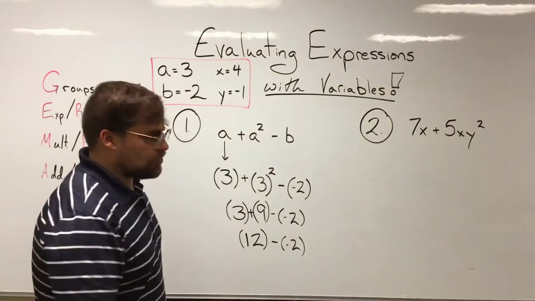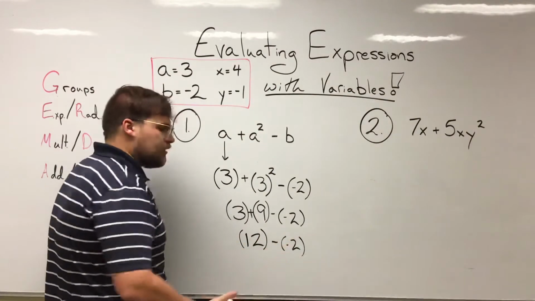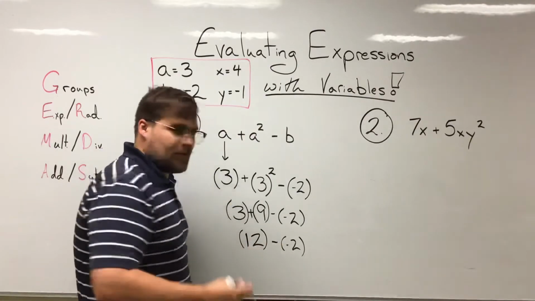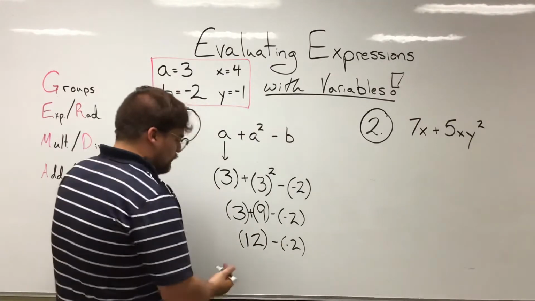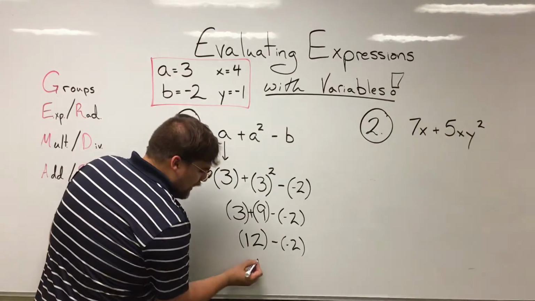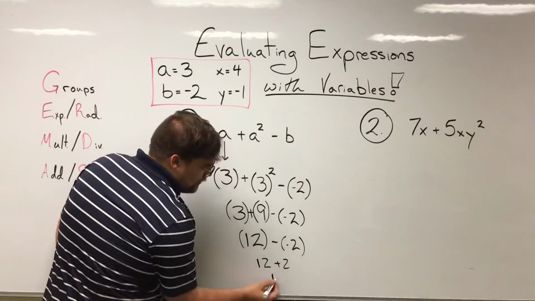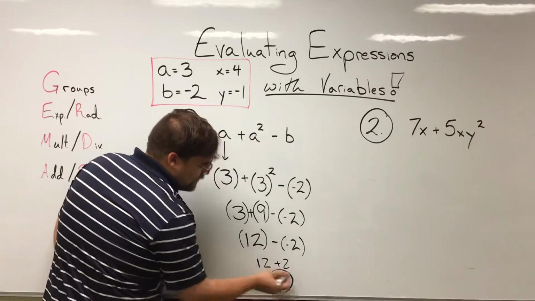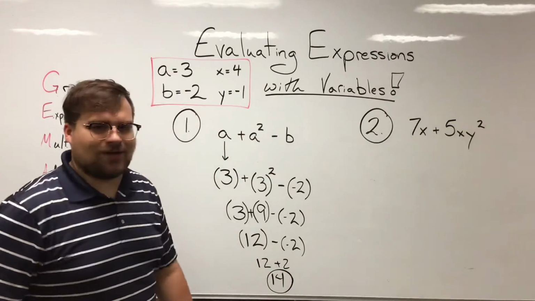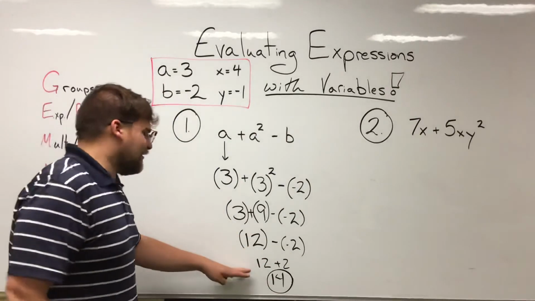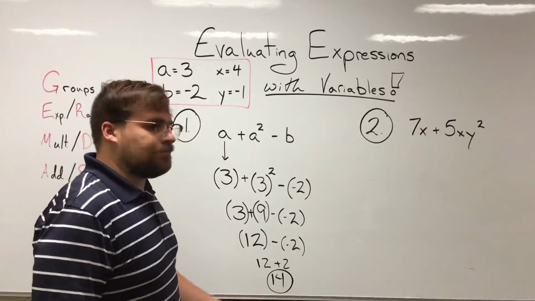Well, subtracting a negative means we're actually adding, right? The 2 signs combine to form a plus sign. So really what we're looking at is 12 plus 2, and we get 14. Hopefully that's not cut off the screen, but we'll find out, I guess. And that finishes up our problem.